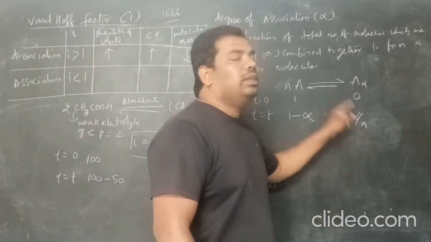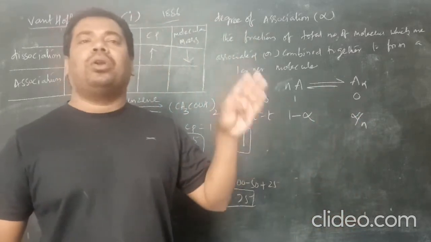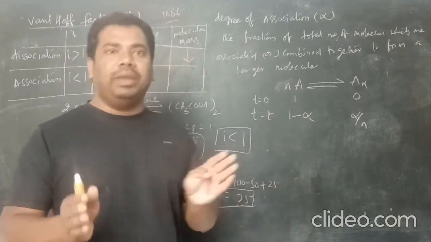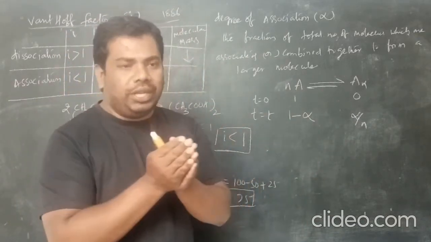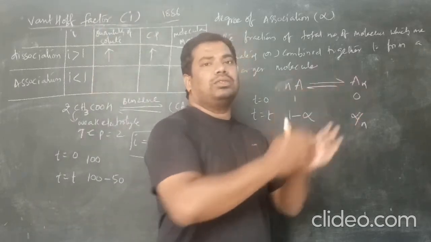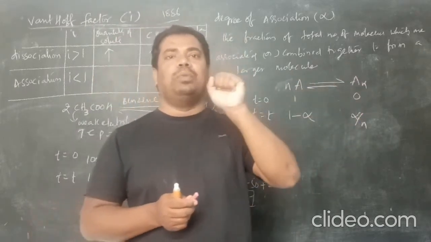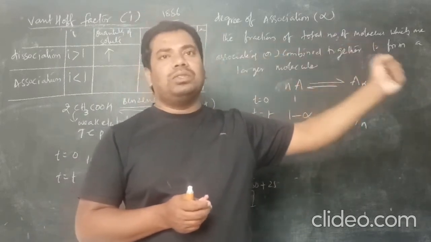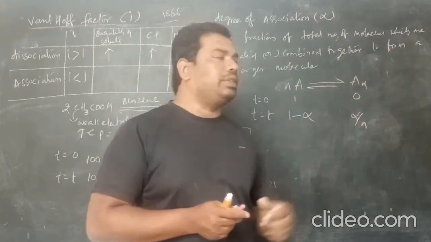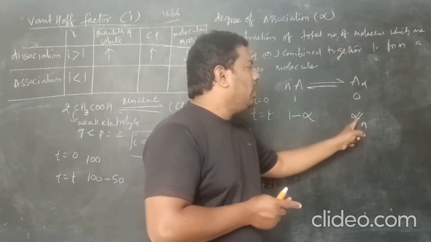That means here the number of particles on the product side decreases because the simpler molecules combine or associate together. Here we are getting 1. So for example, if we have 2 molecules, it is going to be 1. So the number of molecules decreases on the product side. That's why here we are writing alpha by n.